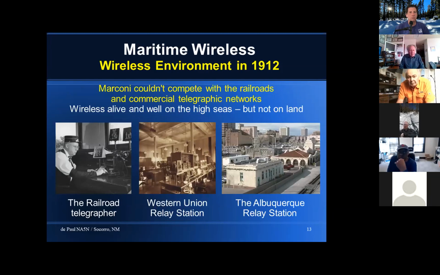Marconi wanted to be the radio supply company, if you will, but they just couldn't break into the terrestrial communication system. The railroad and Western Union really had an excellent system. We could relay messages from one coast to the other in a matter of minutes through Western Union and the railroads. So Marconi was pretty much limited to the maritime arena or the maritime market.